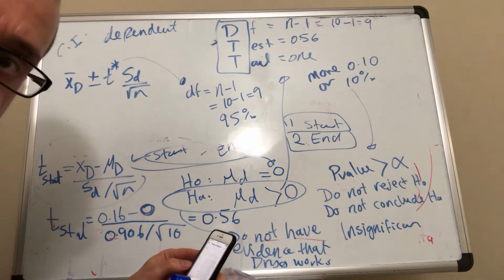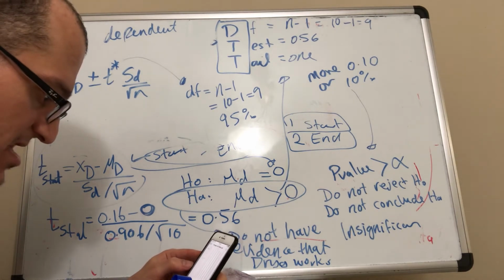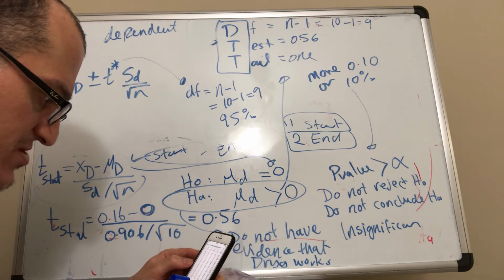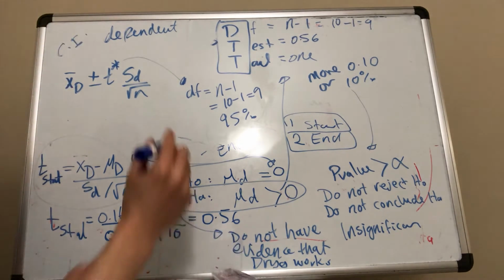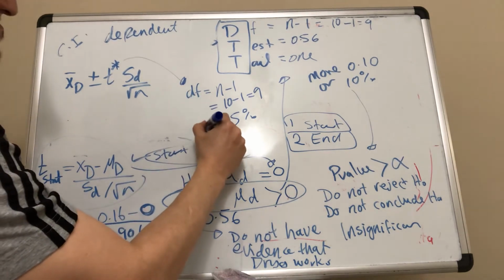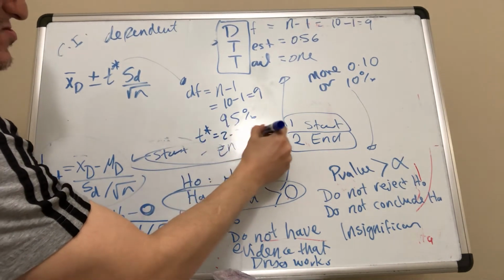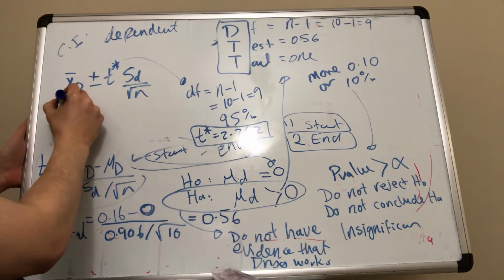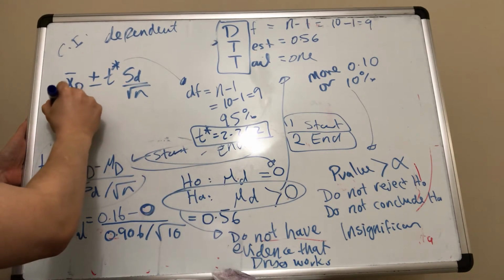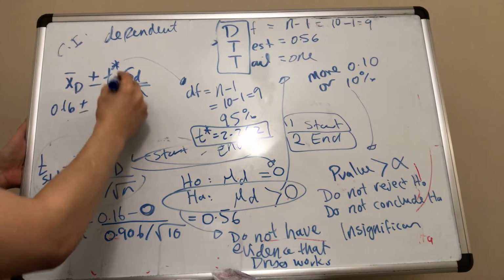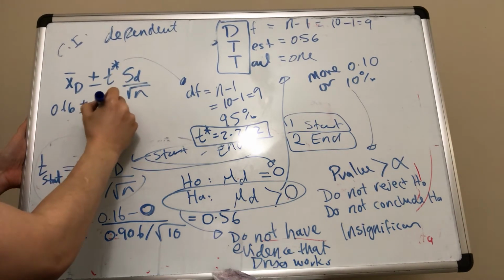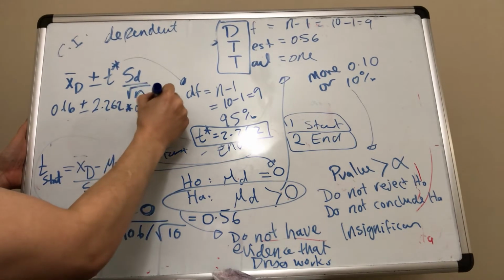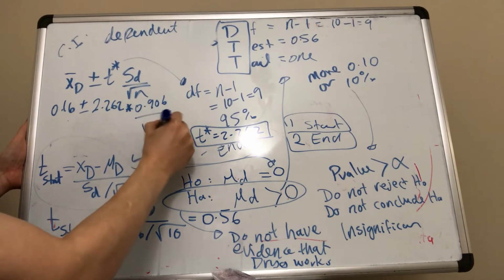So I go to the t-table. The number that goes with degrees of freedom 9 and 95% is 2.262. So your t star is 2.262. You put everything together. The average given in the question was 0.16. T star is 2.262. SD is 906 and the square root of 10.